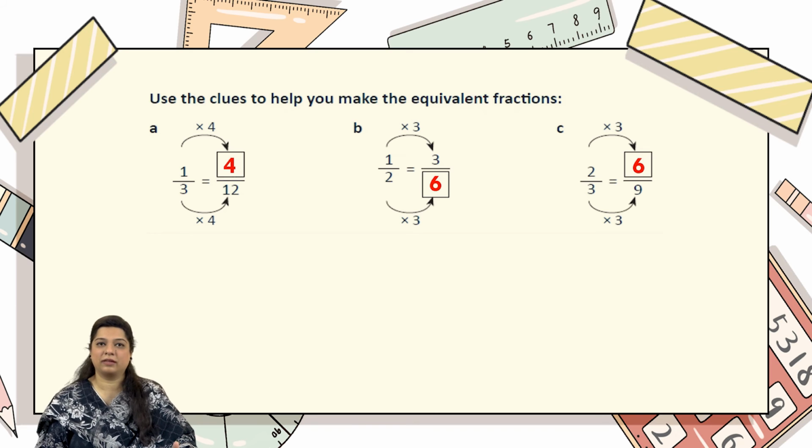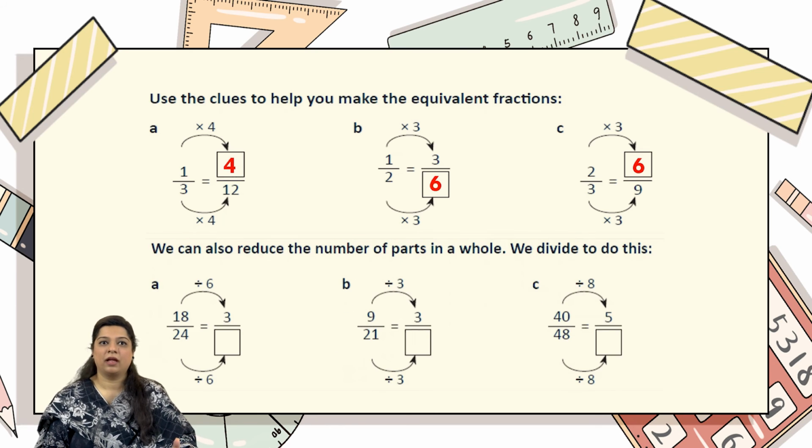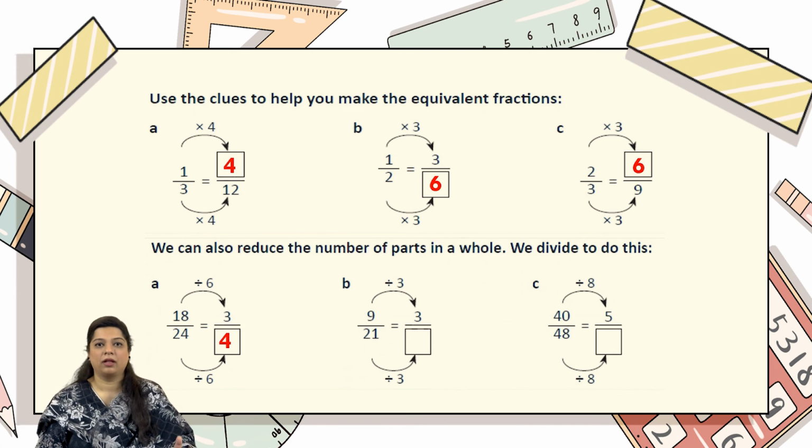Now these are the examples of multiplication. Let's see the examples of division. We can also reduce the parts. So 18 upon 24 is equal to 3 upon box. That means 18 divided by 6 will give you 3. We will apply the same common factor to the denominator, 24 divided by 6, and you will get the answer 4. Hence 18 over 24 is an equivalent fraction to 3 upon 4.